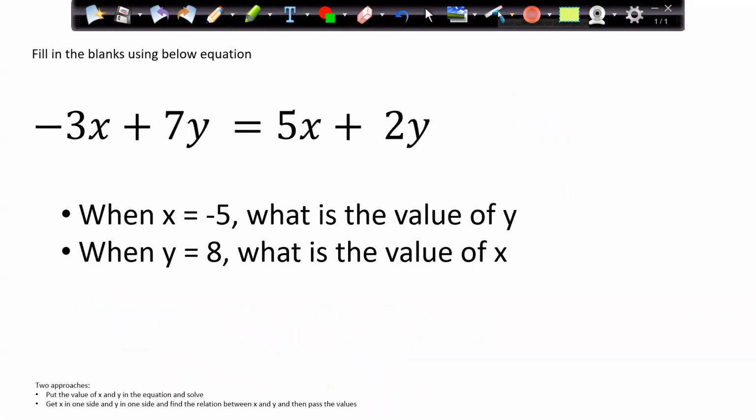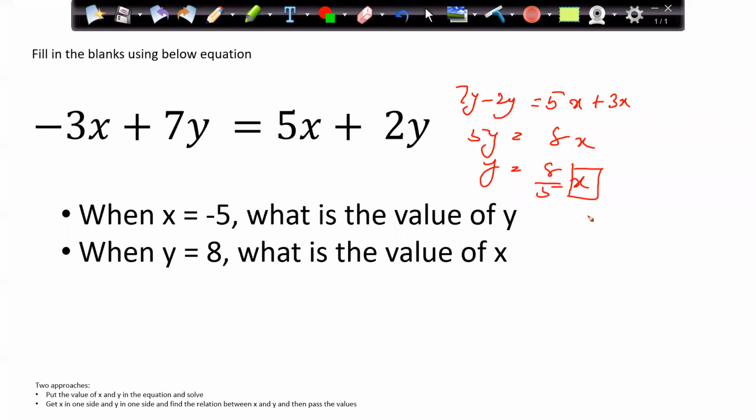Or the second way will be a simpler way. I'll first solve for x and y. For example, let's say 5x. I'll put this minus 3x to one side. So 3x will become plus 7y minus 2y. So 7y minus 2y, that is 5y, is equal to 8x. Or I can say y is equal to 8 by 5 into x. That is the relation. Now here I'll pass the value of x. X is minus 5. So 8 by 5 into minus 5 comes out to be minus 8. So the value of y is minus 8 when the value of x is minus 5.